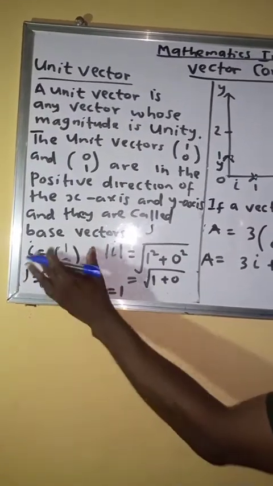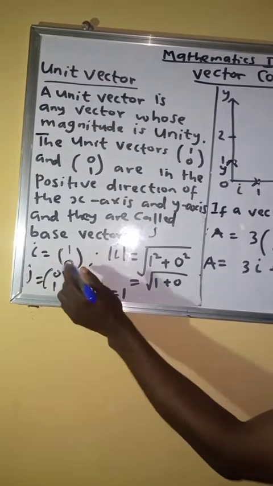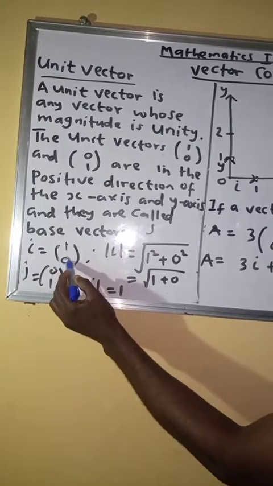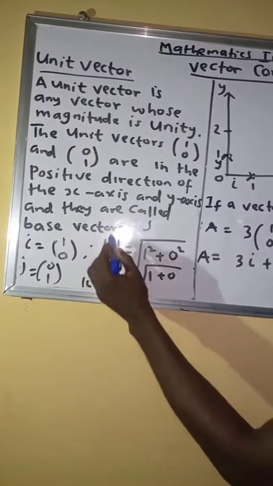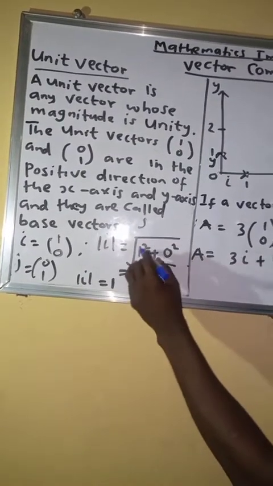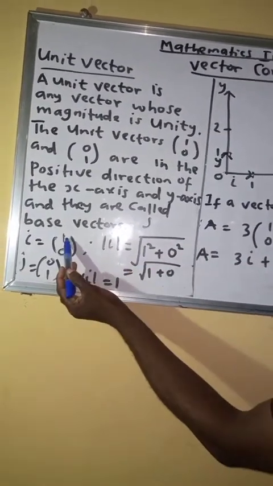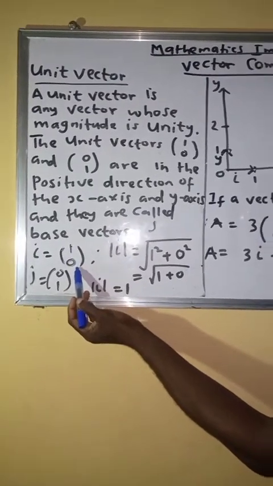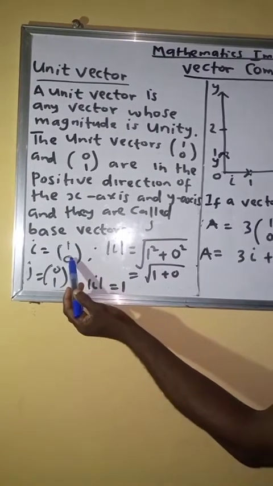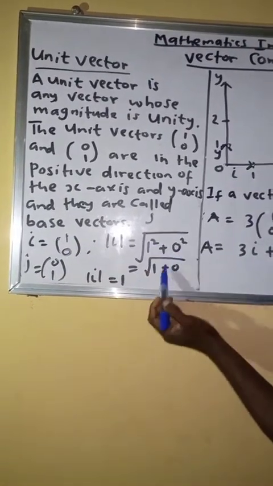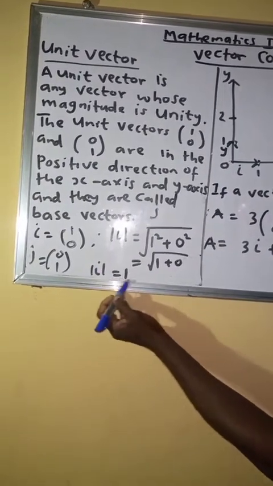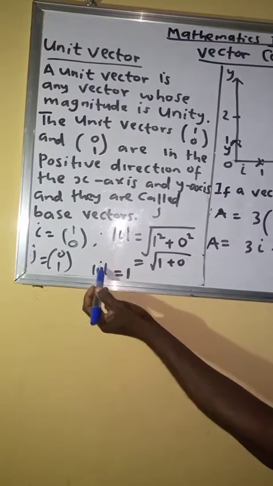What do I mean? This is the representation of a vector in column form. The x component of i is 1 and the y component is 0. When you say magnitude, size or modulus, we mean the same thing. This double line means the modulus of i is the square root of the square of the x component and the y component. For the i vector, the x component is 1 and y is 0. So 1 squared plus 0 squared gives you 1 plus 0, and that is 1. So you can see the magnitude of i is 1. That is why we say a unit vector's magnitude is 1.